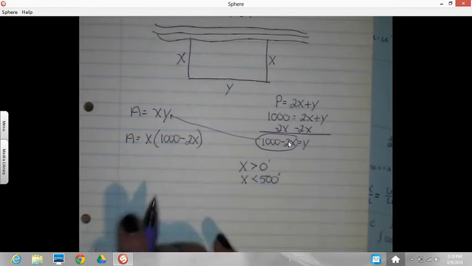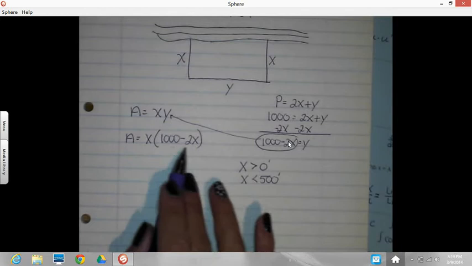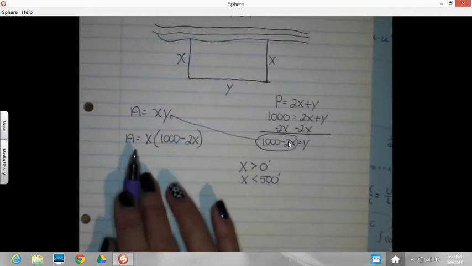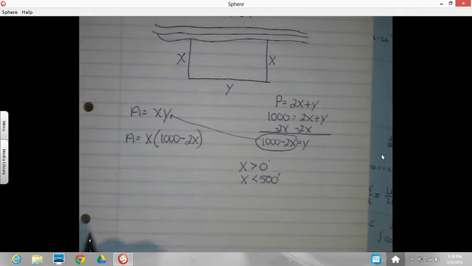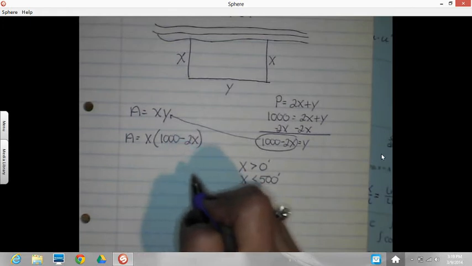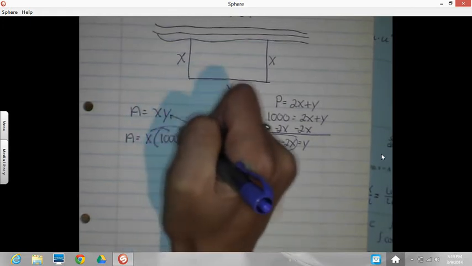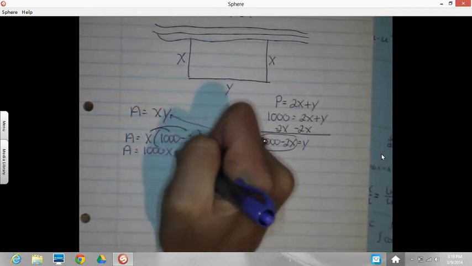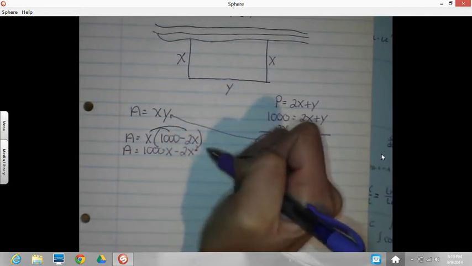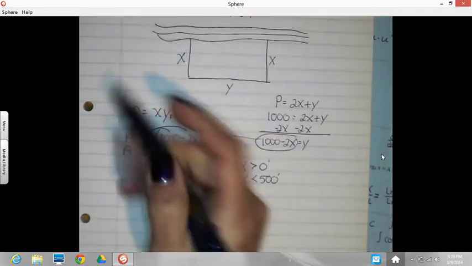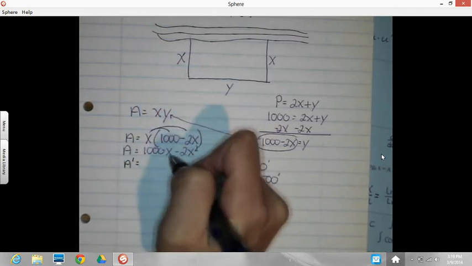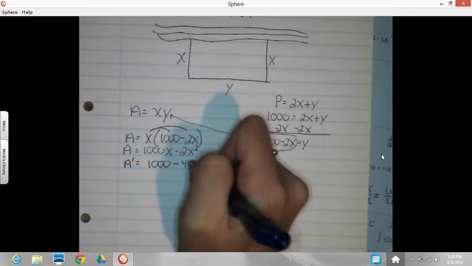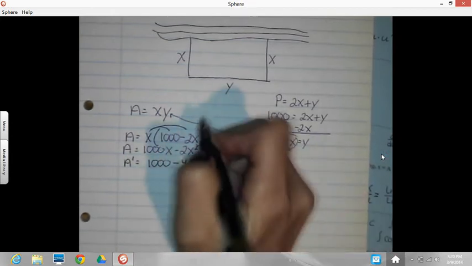Okay, now we do the derivative. Now I'm looking for the critical point for this equation. I want this area to be maximized. So if I do the derivative and set it equal to 0, that's going to tell me where critical points are happening on this equation. But before I do that, I want to distribute my x so that I don't have to do a product rule. So 1000x minus 2x squared. And now I'm ready for the derivative. The derivative here is 1000 minus 4x. I want to set that equal to 0. That will give me a critical point.